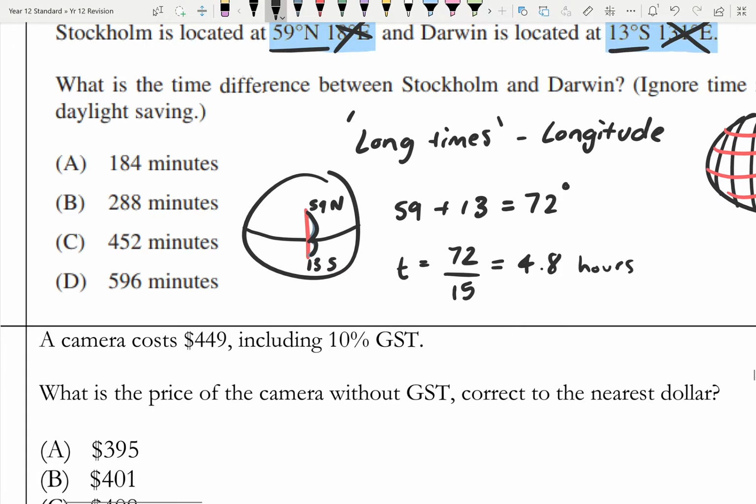So something's clearly gone wrong. What you need to realize is that my answer is in hours, but all of these options are in minutes. So one last step, I need to go from hours to minutes. If you just times by 60, you'll get 288, and much better. That actually matches up.